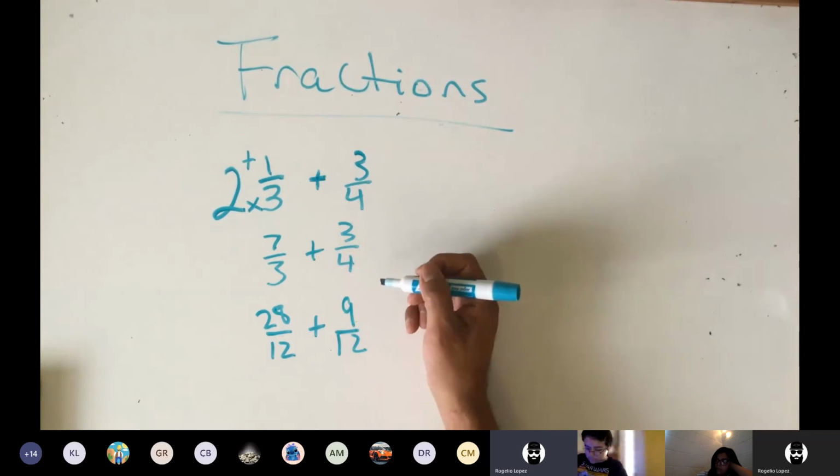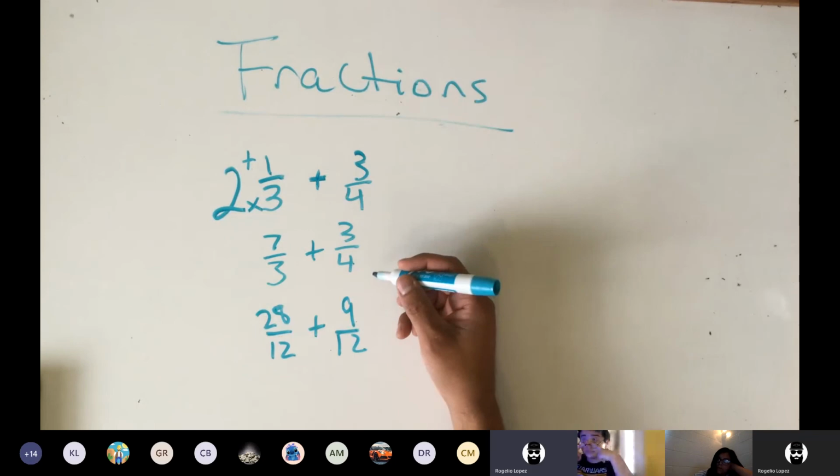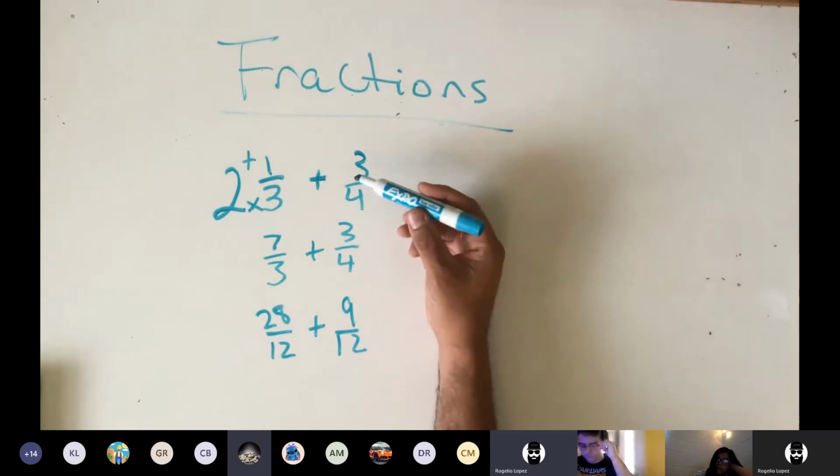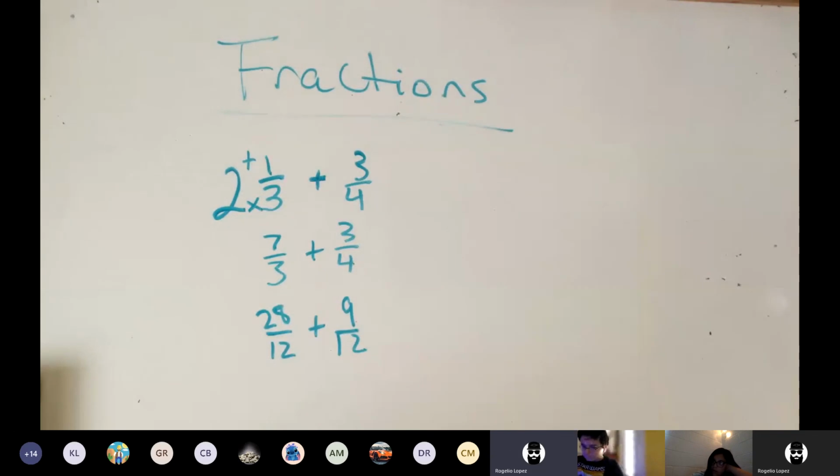So now I have 28 over 12 plus 9 over 12, which is the same exact problem as we started with: 2 1/3 plus 3/4. It's the exact same thing. The only difference is that it looks a little bit different now. So now I can add.